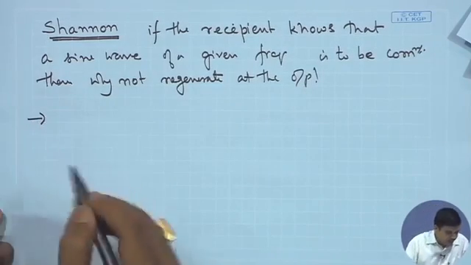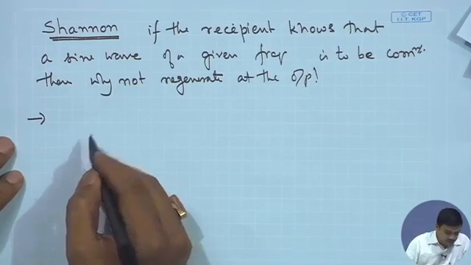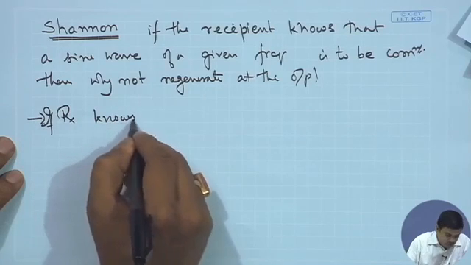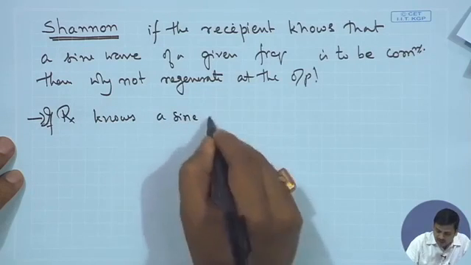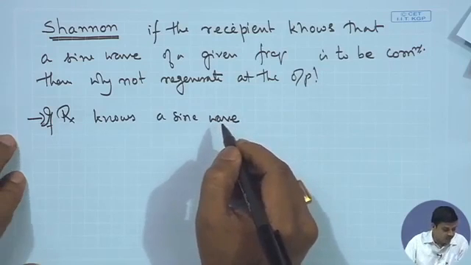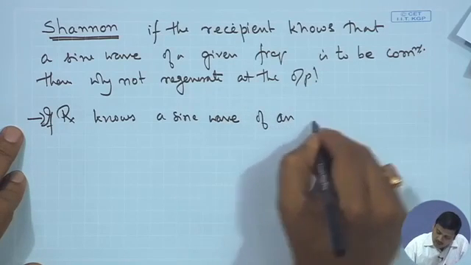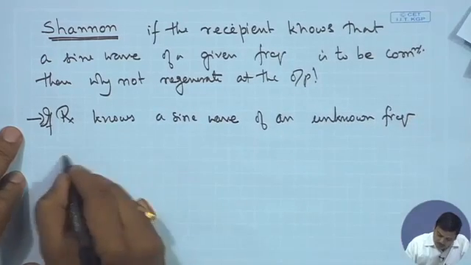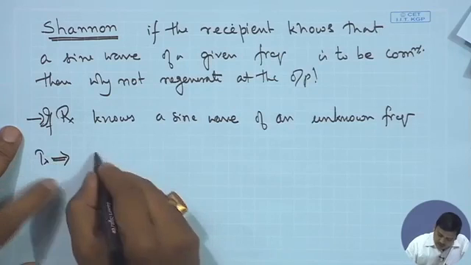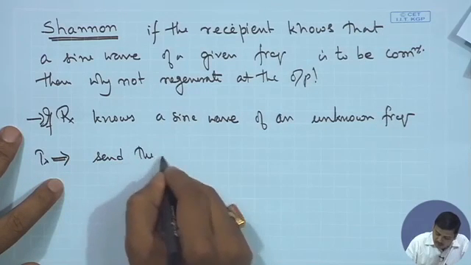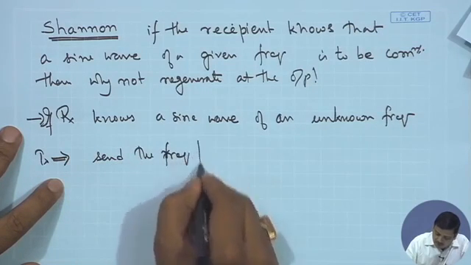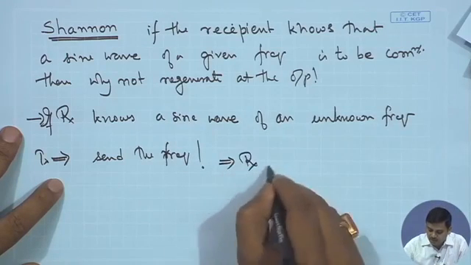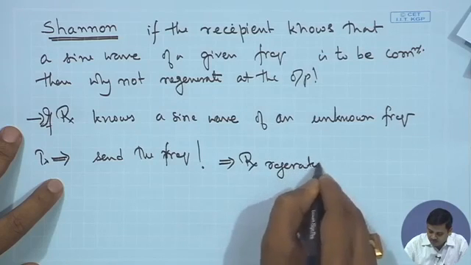The second thing that we are going to state is that if the recipient knows a sine wave and nothing else is going to come, if it knows that the sine wave is going to come of an unknown frequency, then what does the transmitter need to do? The transmitter needs to send the value of the frequency. That's it. If it sends the value of the frequency, this is taken by the receiver and regenerates, right?